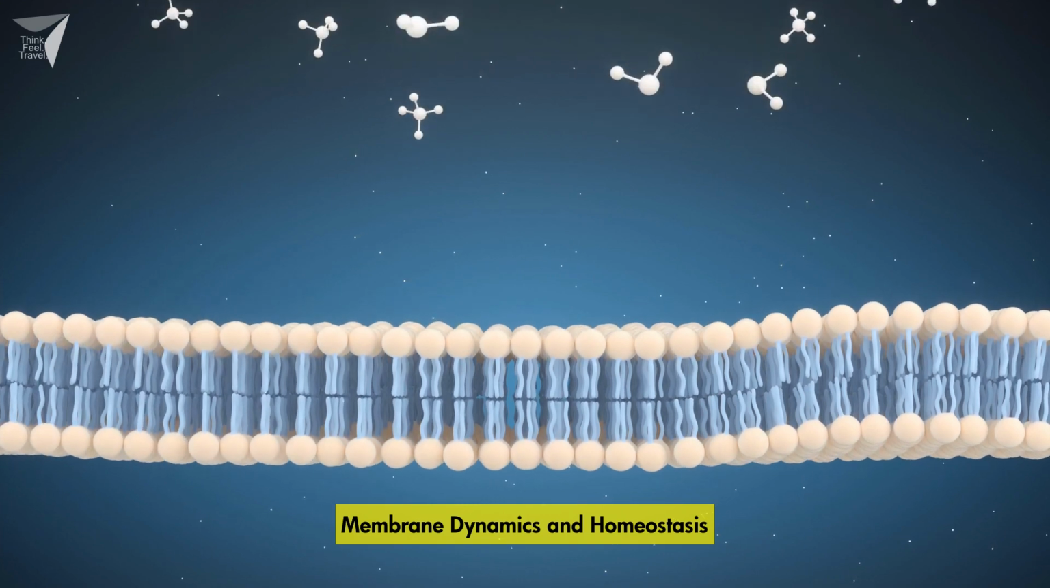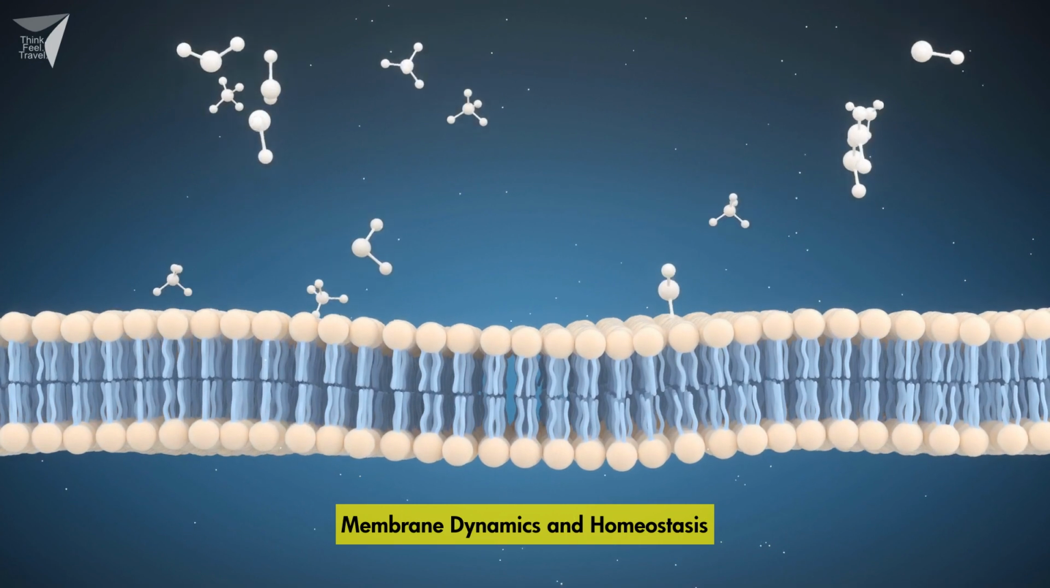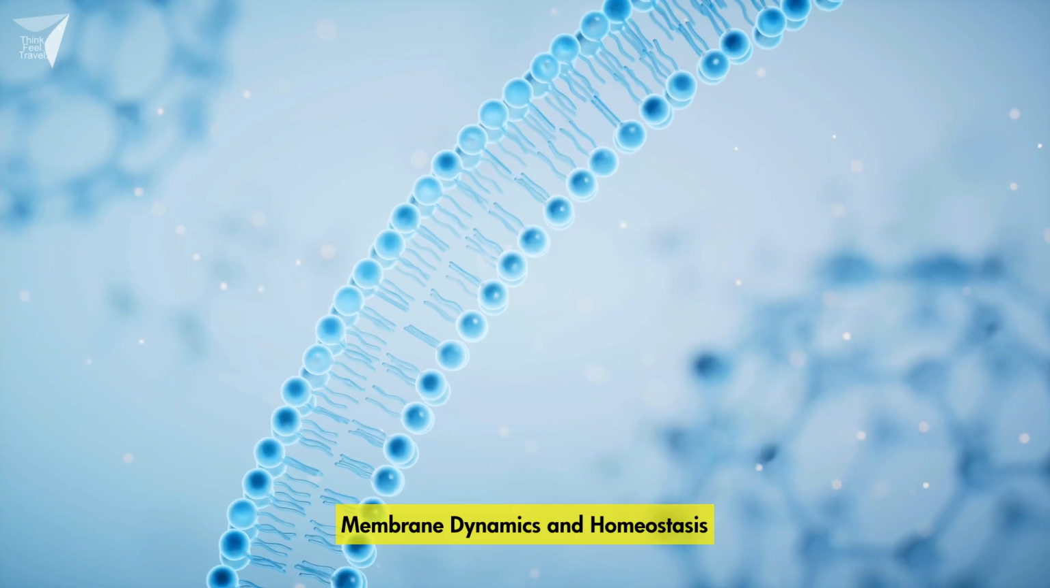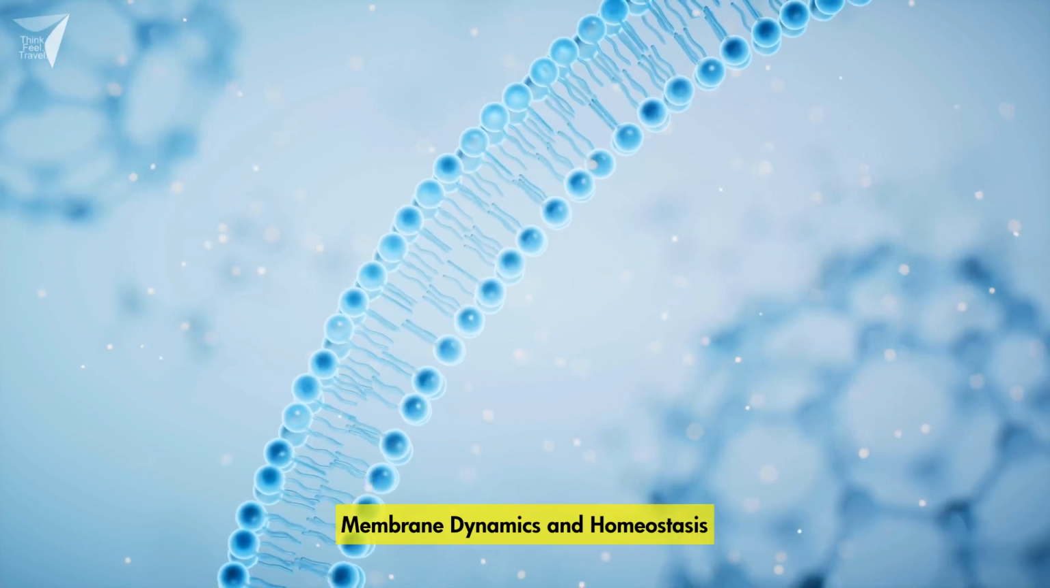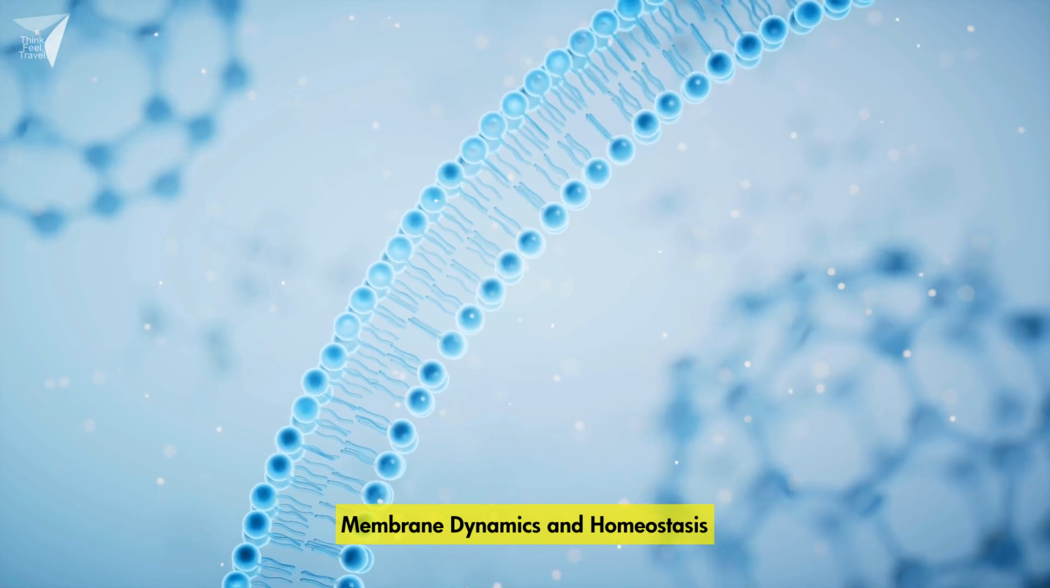Maintaining homeostasis, the plasma membrane is dynamic and constantly in flux while controlling the cell's balance of electrolytes and other substances. It allows cells to maintain a stable internal environment, vital for proper cellular function.